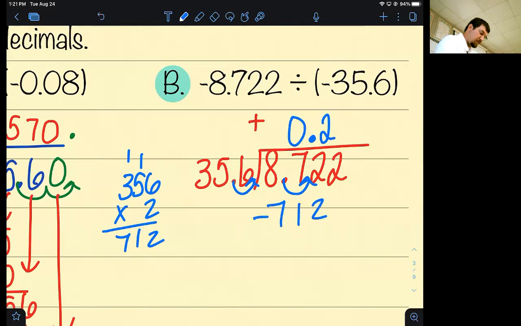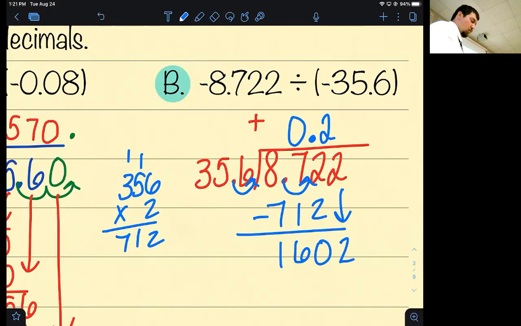and we'll subtract. Jimmy, what's 2 minus 2? 7 minus 1? 6. And 8 minus 7. Good. Drop down our last digit, which is also a 2. 1,602 now. Any guesses as to how many times 356 goes into that, Xander? 4. I'm gonna guess 4.